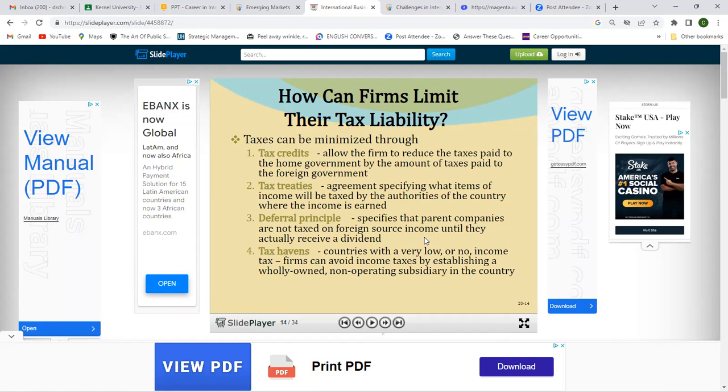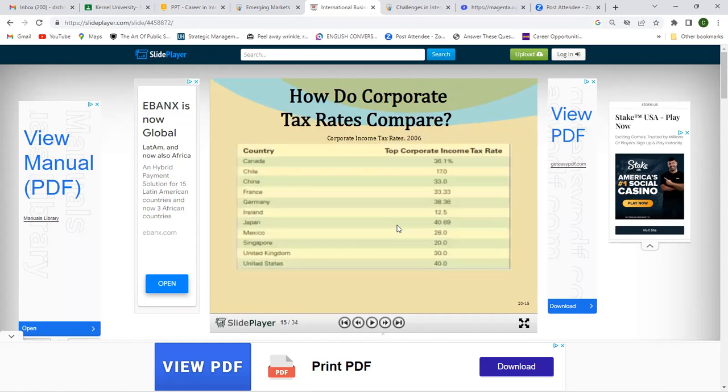The deferral principle specifies that parent companies are not taxed on foreign source income until they actually receive a dividend. Tax havens are countries with very low or no income tax. Firms can avoid income taxes by establishing a wholly owned, non-operating subsidiary in the country.